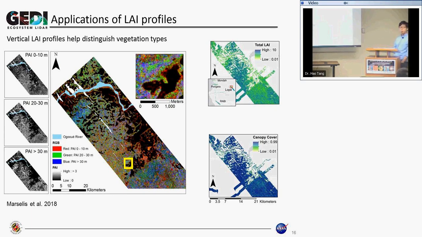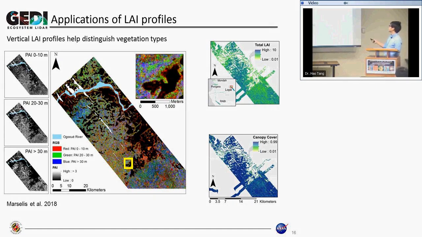I imagine there will be more, but here are just examples to highlight why it's important to use this vertical information. This is a more recent publication by the PhD in our group, Susanna Mausolis. Essentially, she took the AI profile, pretty much a 10 data integration, and mosaicked them together, and she found a really nice pattern here, a pattern that cannot be seen from the total AI or total canopy cover. Pretty much you see no variation.